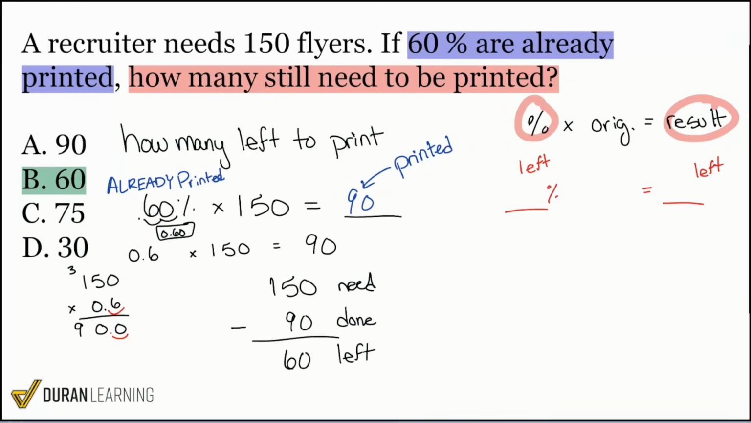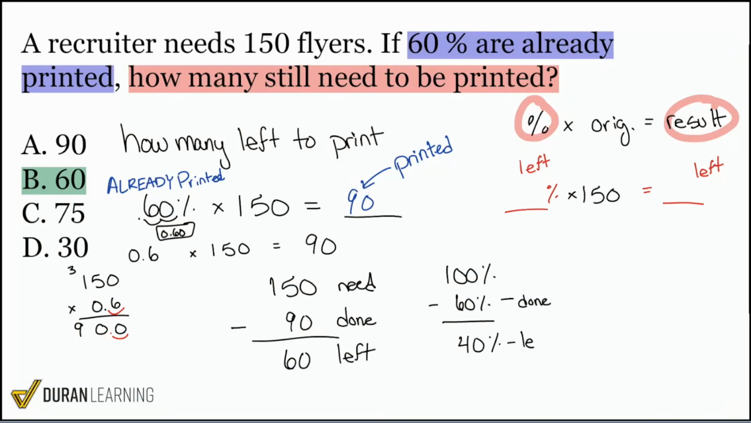Everybody help me out. Let me just fill in that 150 real quick. Help me out. If 100% is the original number of flyers in percent form, and I already have 60% printed, how many are left? Yeah, 40.